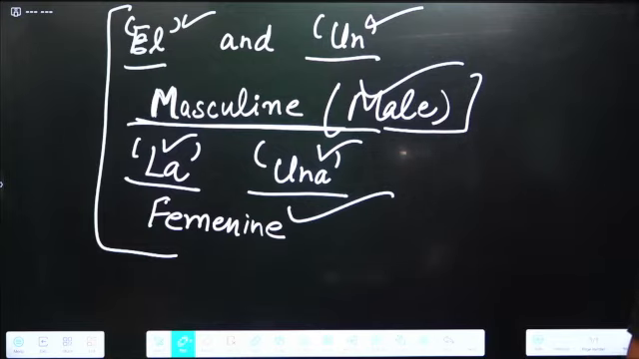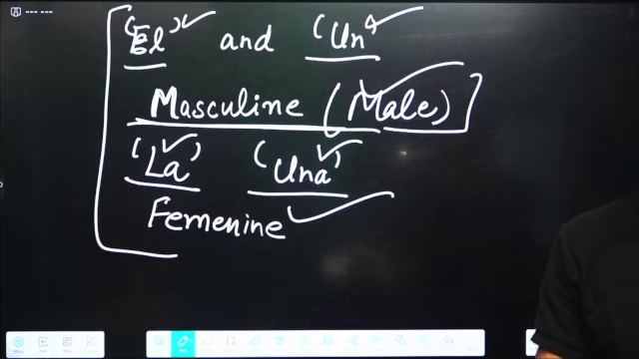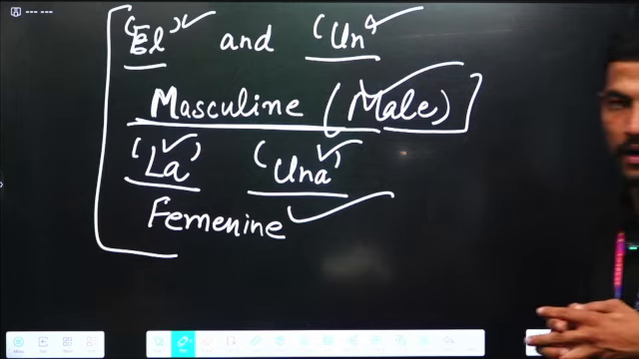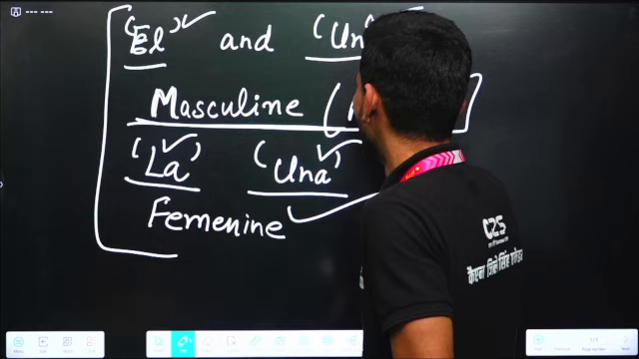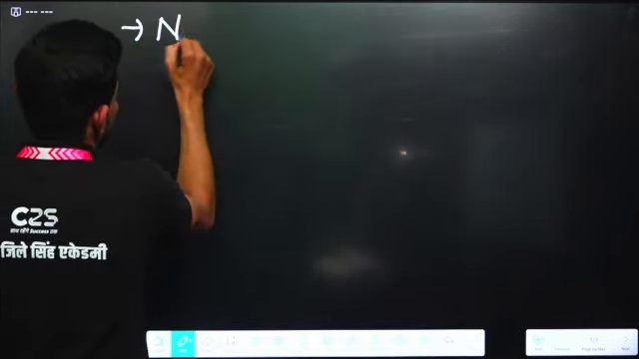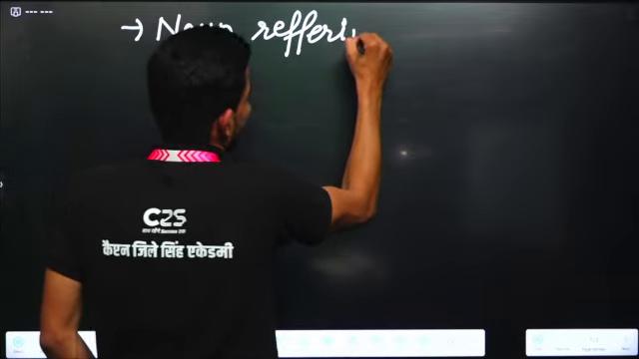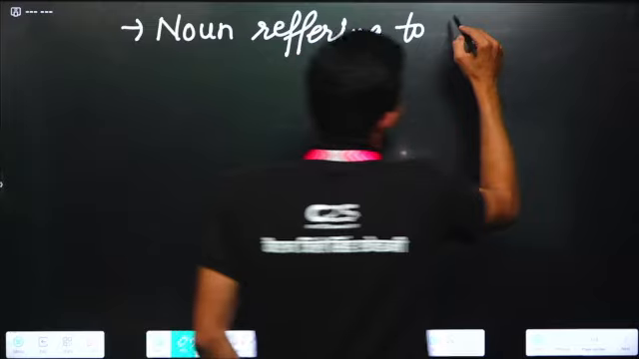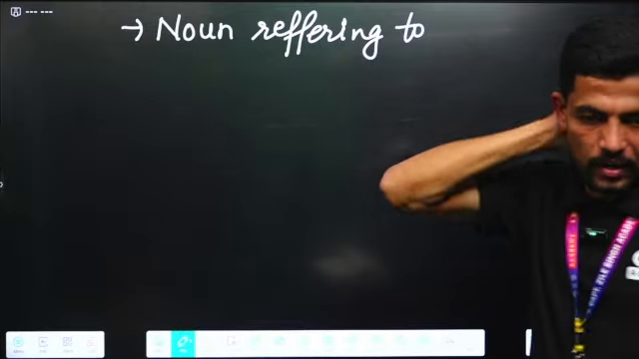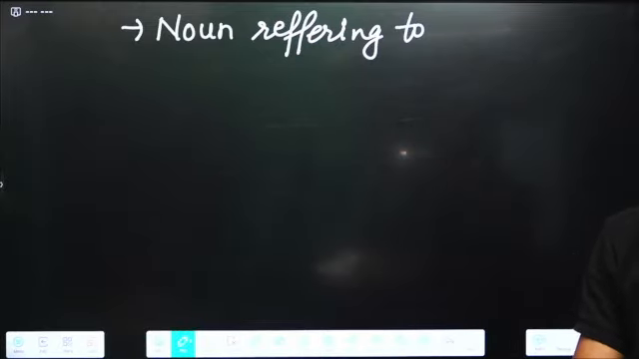Then next is nouns referring to people in Spanish. Most nouns referring to men and boys are masculine. As I told you, masculine means male. Then the next topic is nouns referring to people in Spanish.